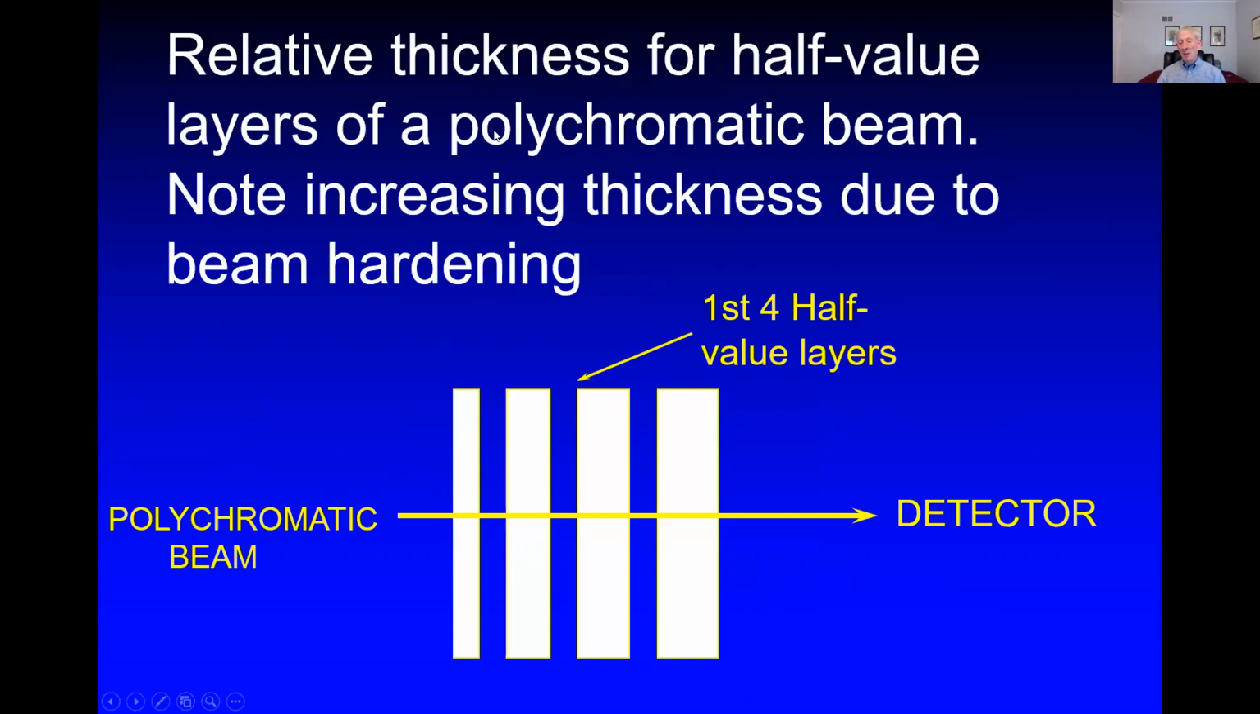And what does that do? That causes what's called beam hardening. That means that the beam on average becomes stronger and more penetrating. So layer 2 is thicker than layer 1 because we're getting rid of more of the low and some of the medium and a little of the high. And layer 4 is going to be thicker than layer 3.